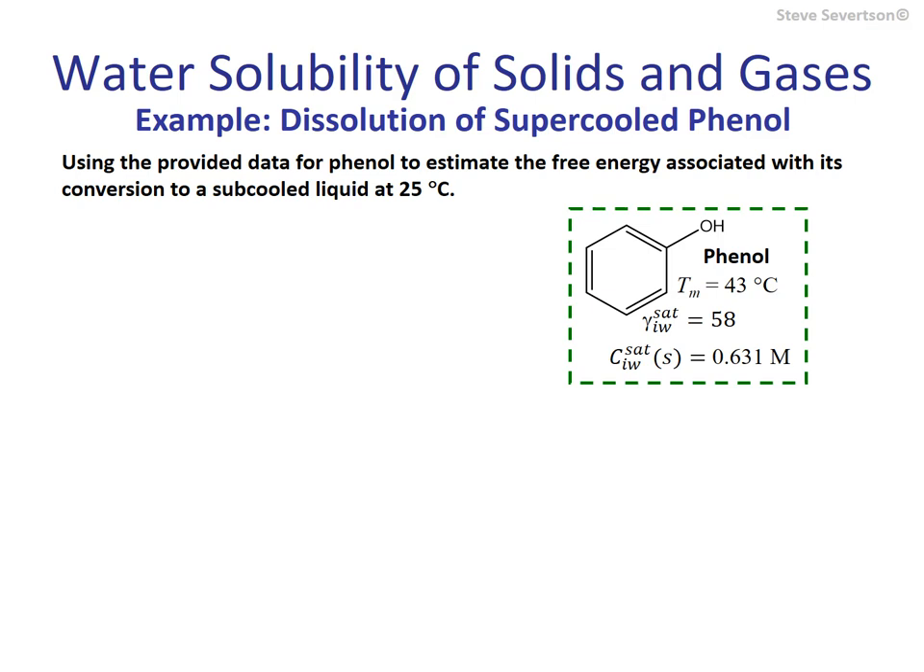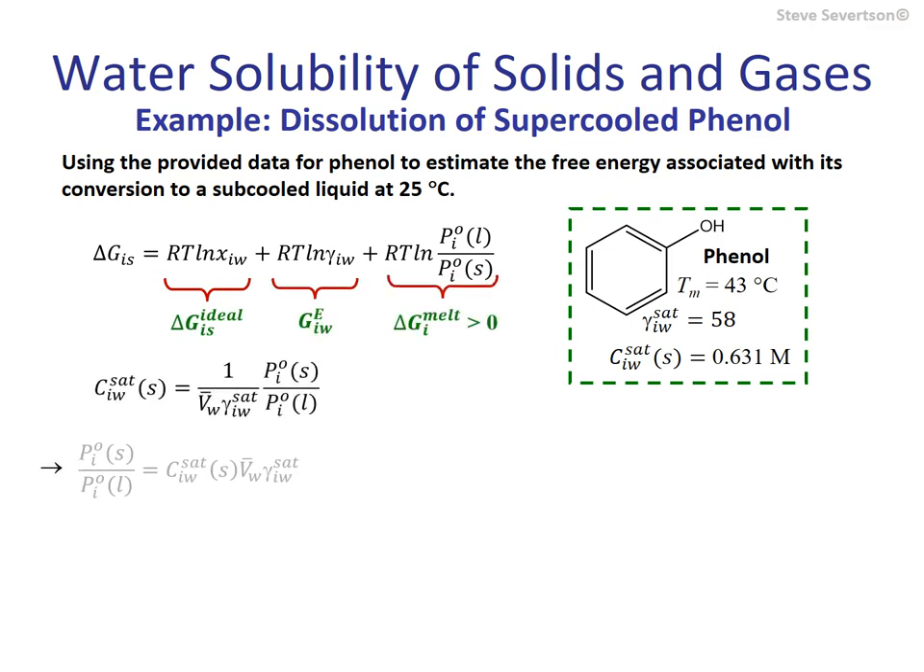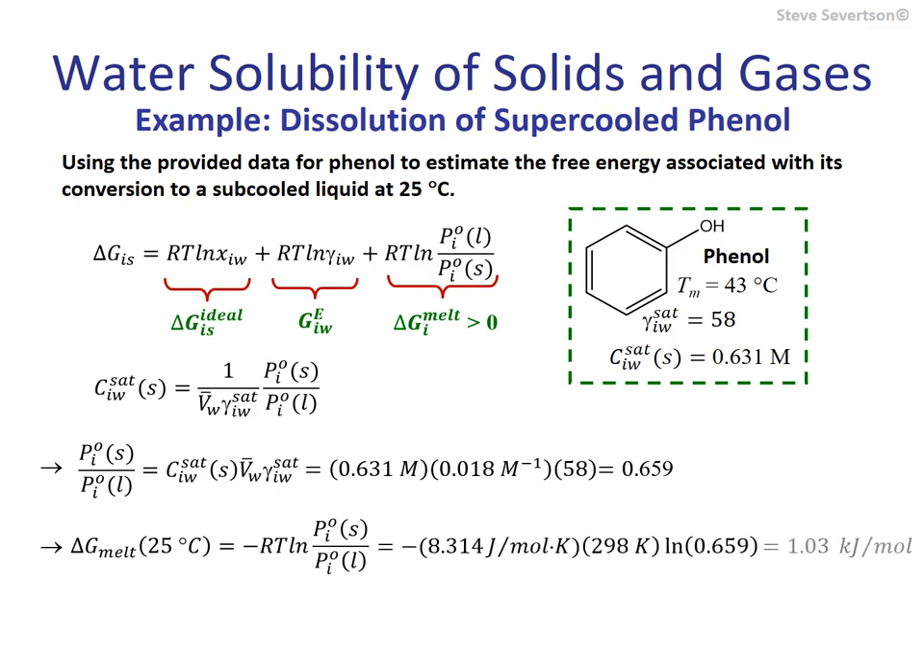Phenol is a solid at 25 C, so this is a non-spontaneous process. Its solubility and activity coefficient at saturation are provided at this temperature. From the equation for the water solubility of a solid organic, we can determine the ratio of the vapor pressures for the pure solid and supercooled liquid. And negative RT natural log of this provides an estimate of the free energy associated with the melting of phenol below its melting point. As we expected, this value is greater than zero.